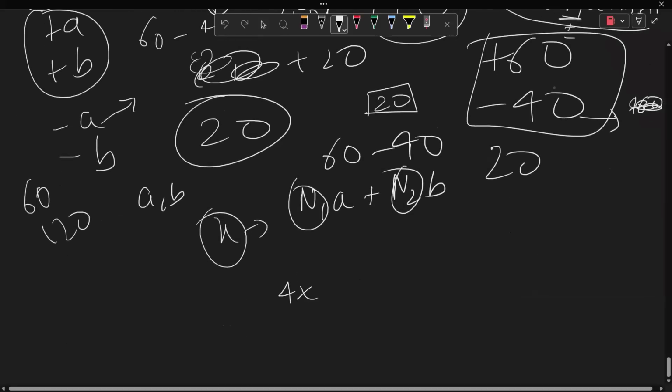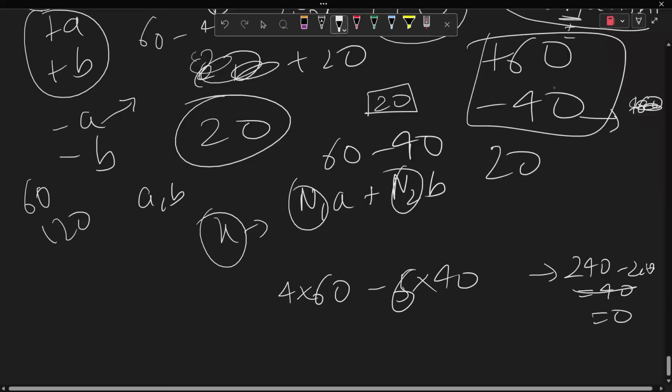Let's say you take 4 times 60, it is 240, and 5 times 40. So it's 240 minus 200, it would be 40 still. If you take one more 40, it would be 0. But you cannot get 10 by just using 60 and 40. That's why GCD is the minimum number that you can get by just using 40 and 60.